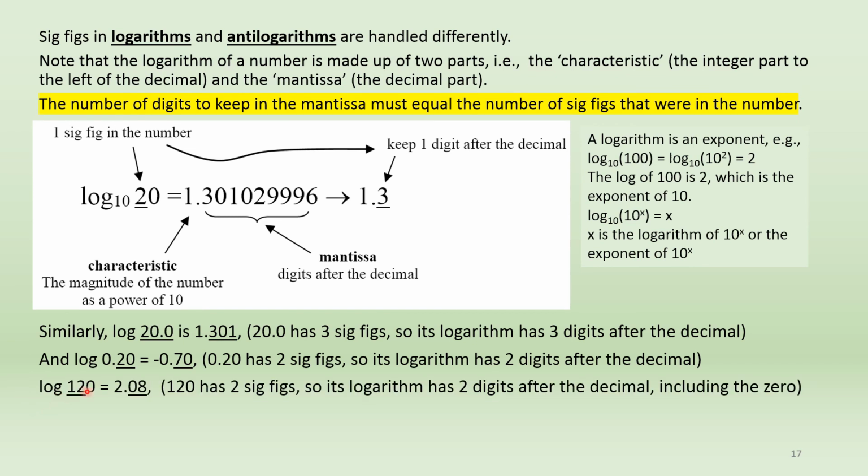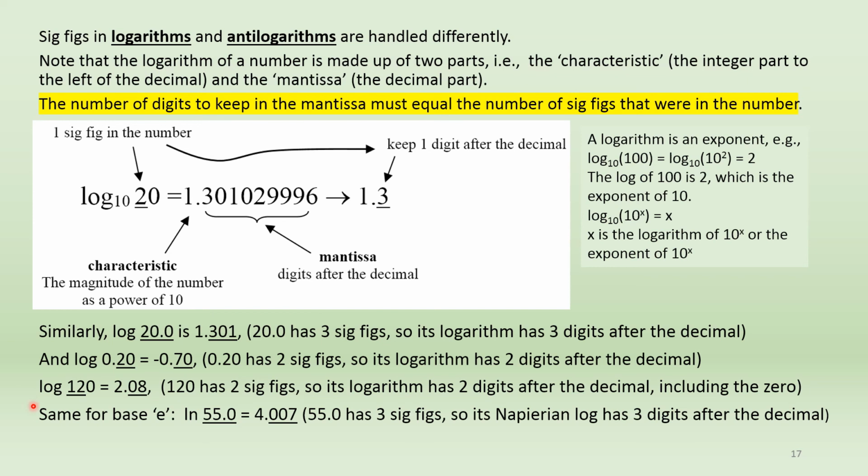The log of 120. The number has 2 sig figs, and so I keep 2 decimal places in the mantissa. Notice I keep 2.08. Now you might be wondering, what about the 0? The 0 is considered a digit. It's a placeholder in the mantissa. So it's 2.08. This has 2 decimal places because the number had 2 sig figs.